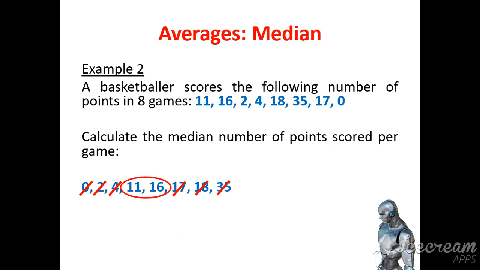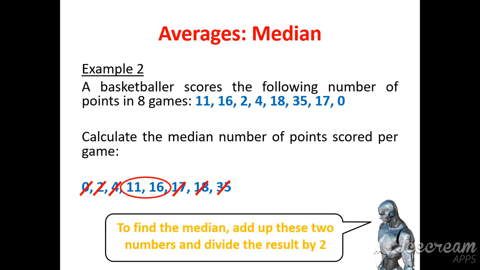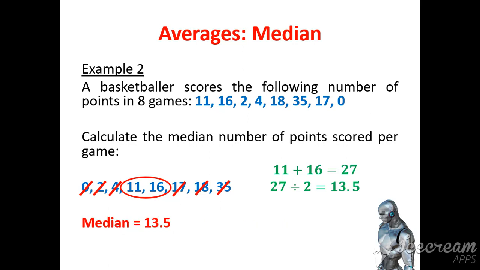Now, what are we going to do here? To find the median when we have two numbers in the middle, we add up these two numbers and then divide the result by 2 because there's two of them. 11 plus 16 adds up to 27. Then we always divide by 2 because there's two of them. So 27 divided by 2 is 13.5. So we have a median of 13.5. If you didn't figure that out, we're finding halfway between 11 and 16.